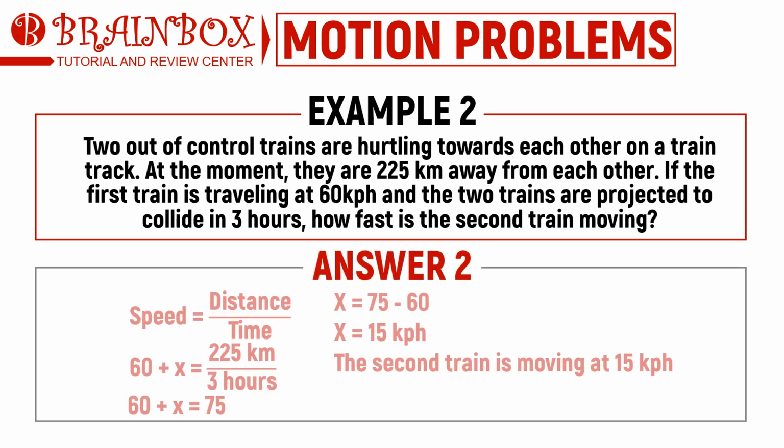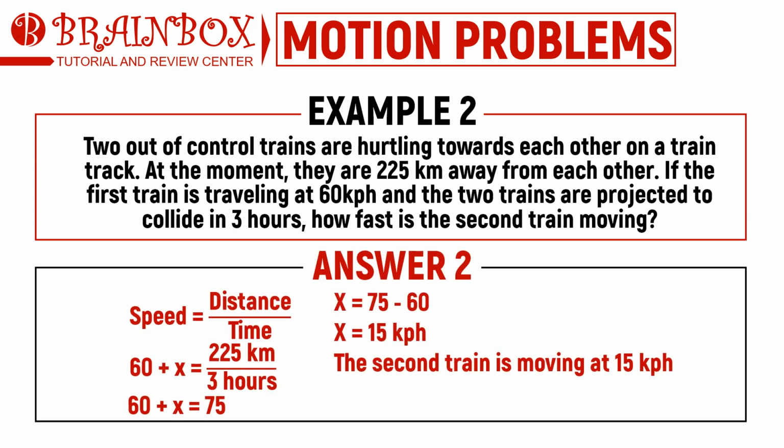In this problem, the distance to be covered is 225 kilometers, but in this case, we have two moving entities, with each train having its own speed. Since they are moving towards each other, this means that their speed is combined in traveling the 225 kilometer distance between them. Setting up our equation, we use the speed equals distance over time form.